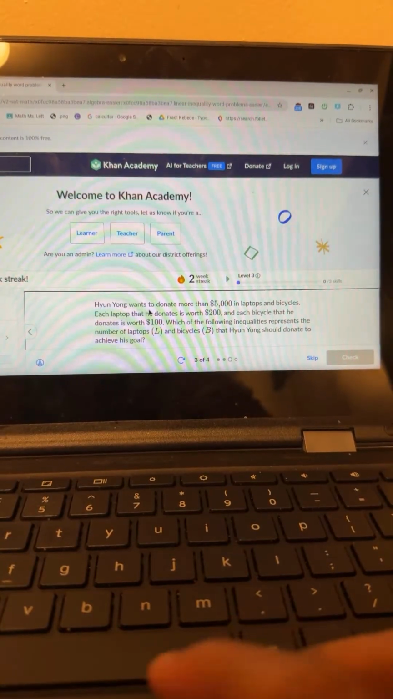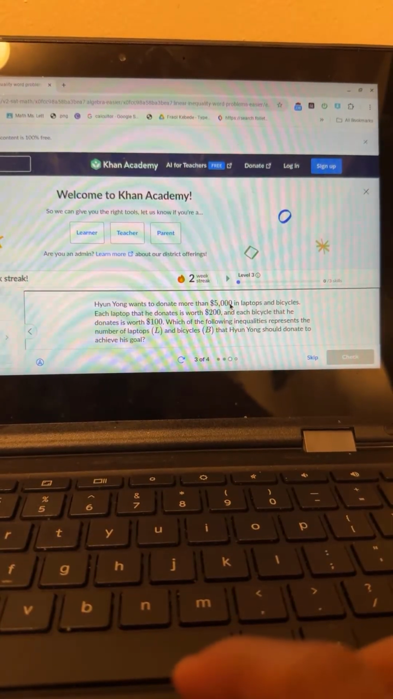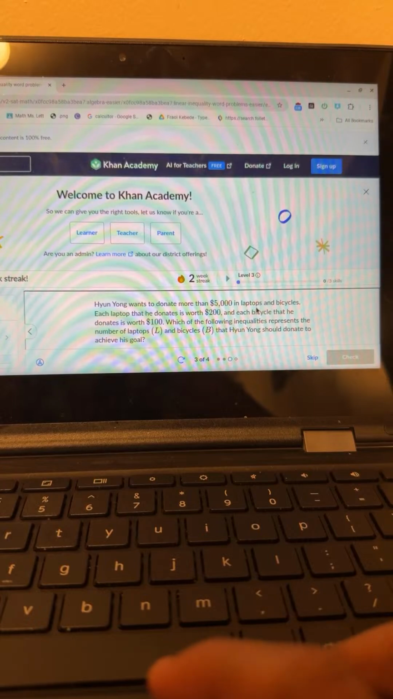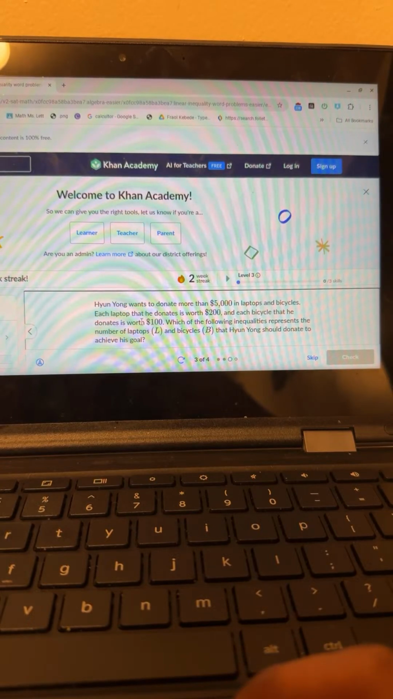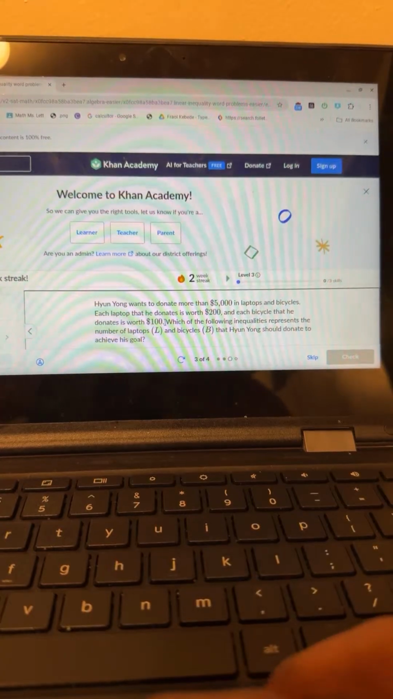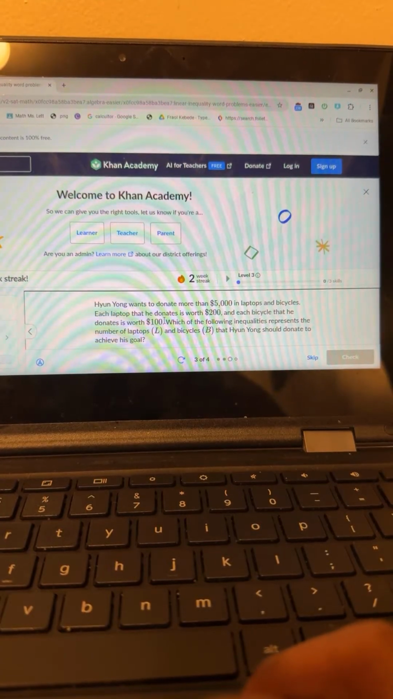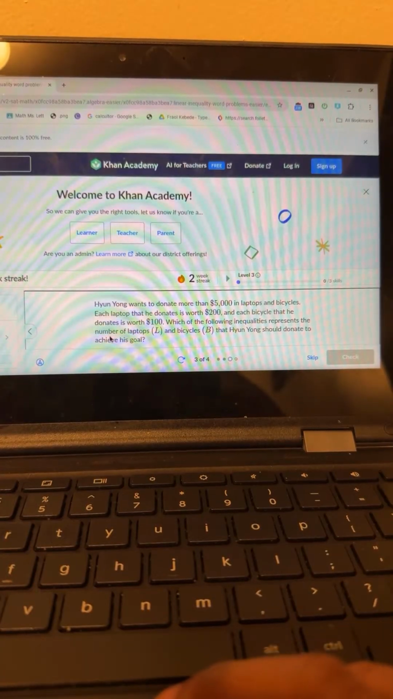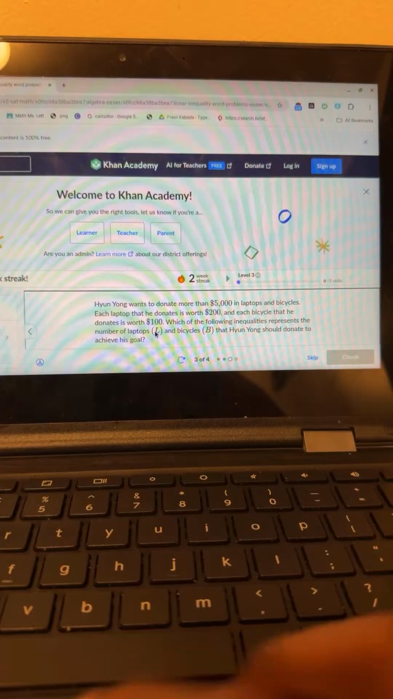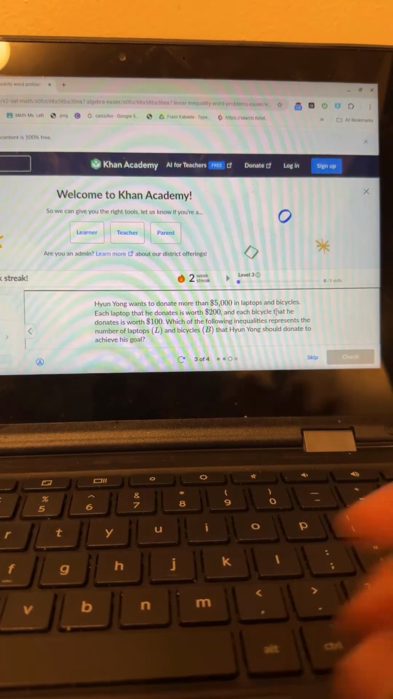Hanu Young wants to donate more money than $5,000 in laptops and bicycles. Each laptop that he donates is worth $200, and each bicycle that he will donate is worth $100. Which of the following equations represents the number of laptops L and bicycles B that Young should donate to achieve his goal?